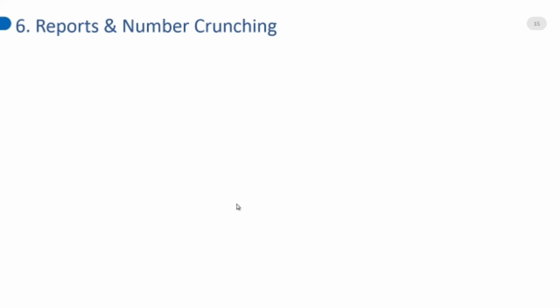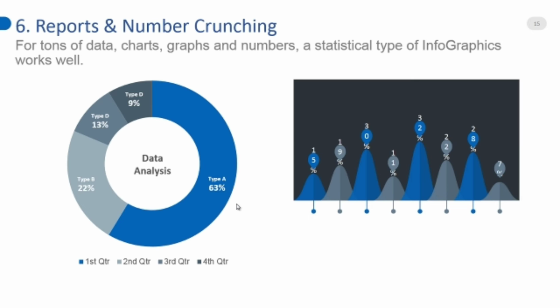Number 6 is reports and number crunching. For tons of data, charts, graphics, numbers, a statistical type of infographic really works well. When somebody looks at tons of numbers, it gets overwhelming. So how do you take those numbers and turn them into a chart so that it is easy for people to understand? Pie charts, line graphs, things that would appeal to your audience, but would make things a lot easier for them to understand.